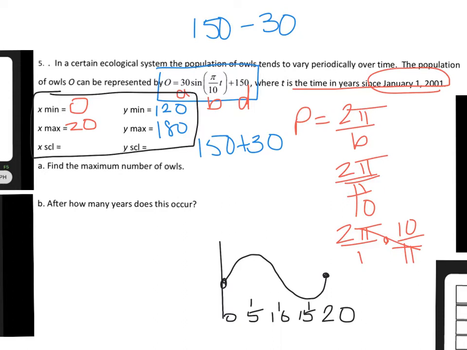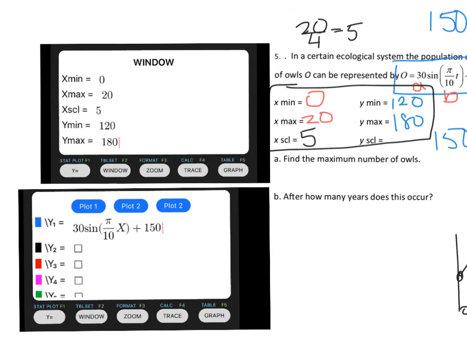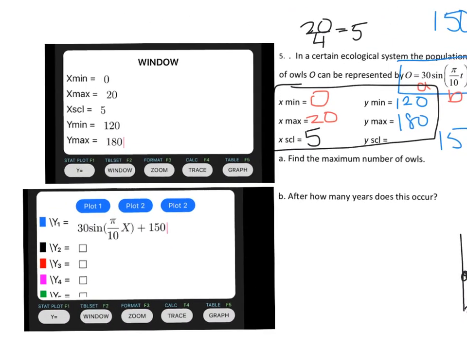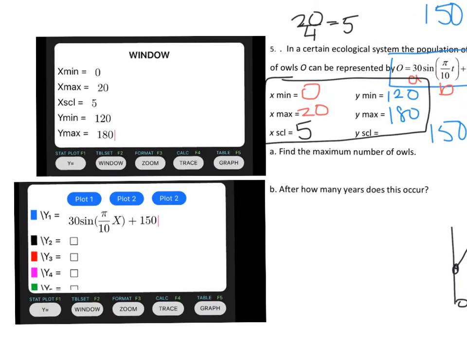So the trick would be to take the period, which is 20, and divide it by 4, which will get you 5. And this tells you to count by 5s in order to get the proper points that you would need to plot the sine curve. So I changed my window over here in my calculator, and then I put it into y equals, if you can see, and then I was able to create my graph when I graphed it.